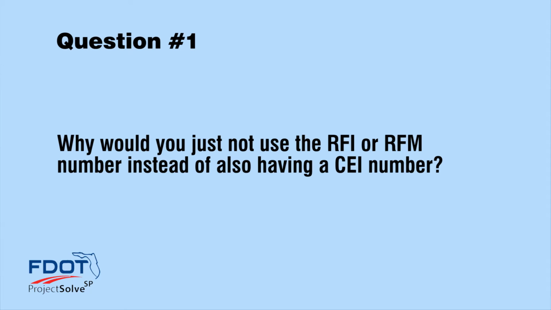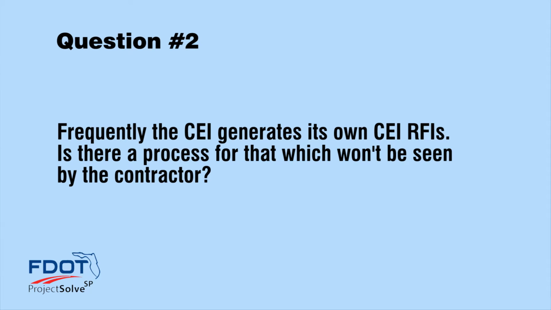Second question: frequently, the CEI generates its own CEI RFI. Is there a process for that which won't be seen by the contractor? Currently, they would have access to the item without the comments or any of that in there. They could see just the basic information, an RFI that you submitted in there with the details, the title, your CEI number, and if the final response box is empty, they would never see a response.